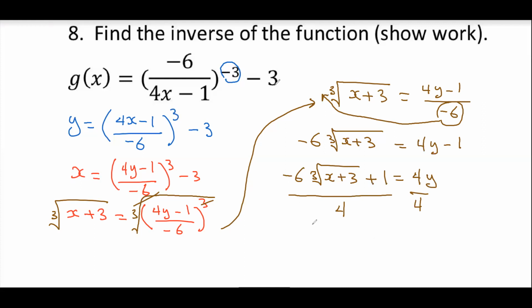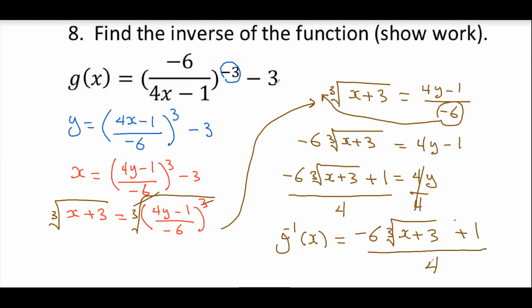And when it's the inverse, instead of y, we write g to the negative 1 of x. It equals negative 6 times the cube root of x plus 3, plus 1, all over 4. Definitely, this is a tough question for a grade 10 student.